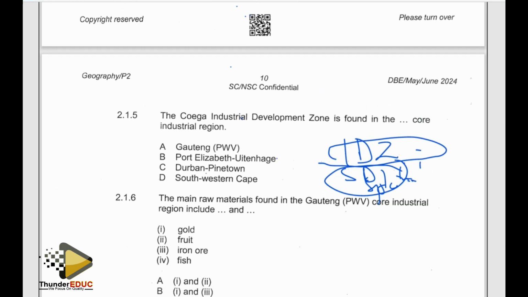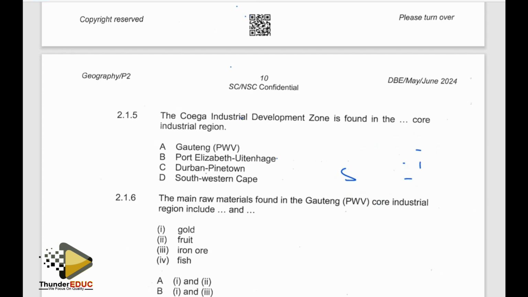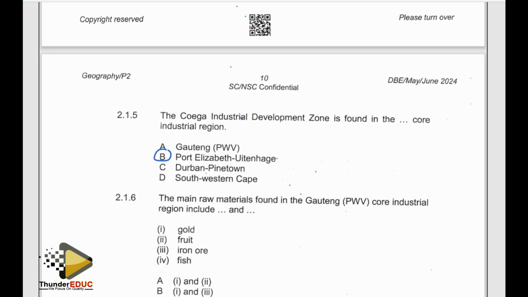Right, for the sake of this question here, let's attempt to answer the question directly. The Coega Industrial Development Zone is found in the dash core region. It is found in the Port Elizabeth Uitenhage industrial region. So the correct response for that question is response number B. That is where we find the Coega Industrial Development Zone. Right, we move on to number 2.1.6.